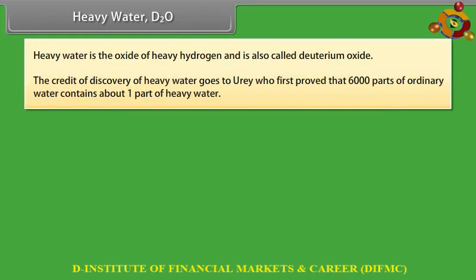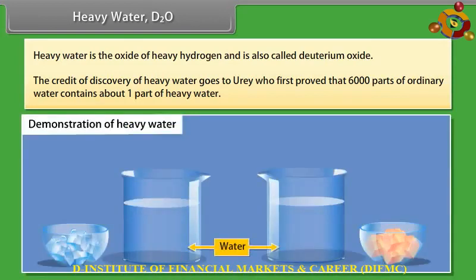Demonstration of heavy water. Firstly, take 2 beakers filled with water. Drop an ice cube which is blue in color in the first beaker and see that the ice floats on water. In another beaker, drop another ice cube which is red in color, made of heavy water, D2O. You will see that the ice cube sinks in the water. This is due to the fact that deuterium is a heavier isotope than hydrogen and it changes physical and chemical properties of water.